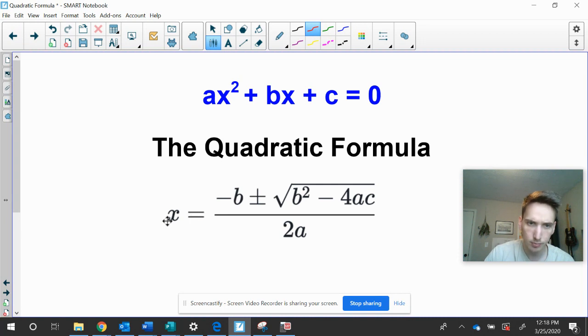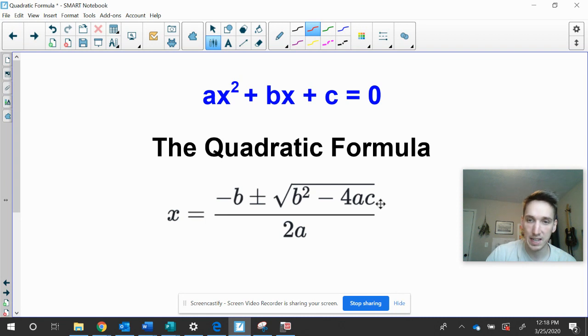So here it is. x equals negative b plus or minus the square root of b squared minus 4ac, right? 4 times a times c, all over 2 times a. All right. So that's what it is. Looks super complicated, but it's really nice because we can use it to solve any quadratic equation we want, as long as it is in this form.